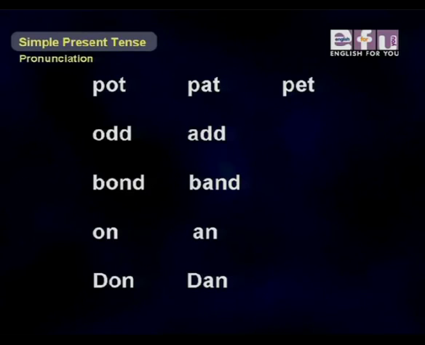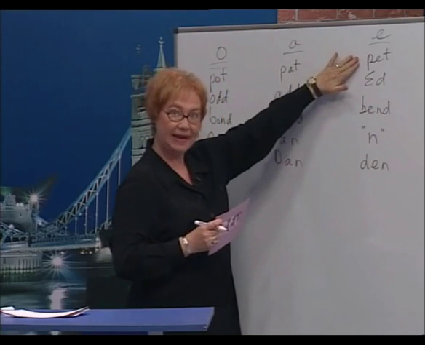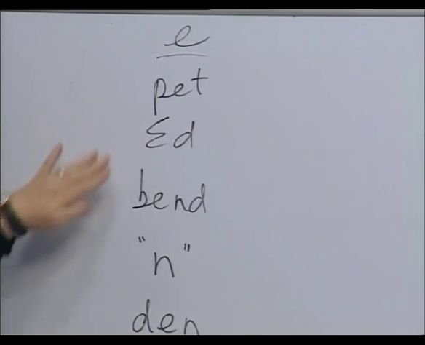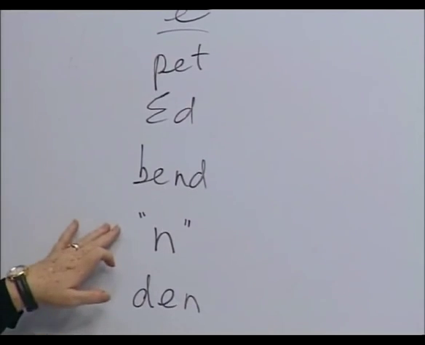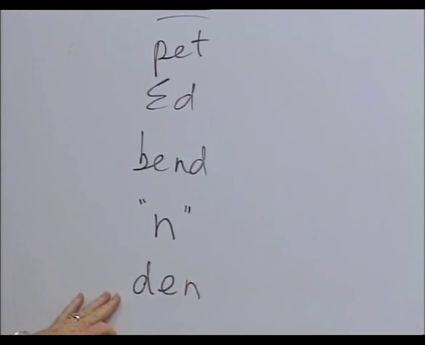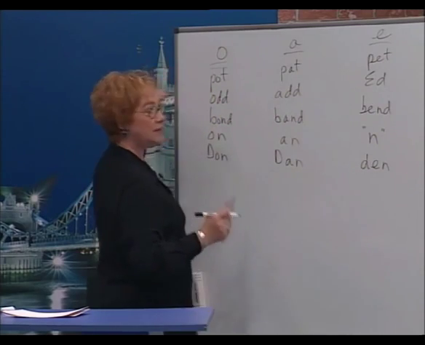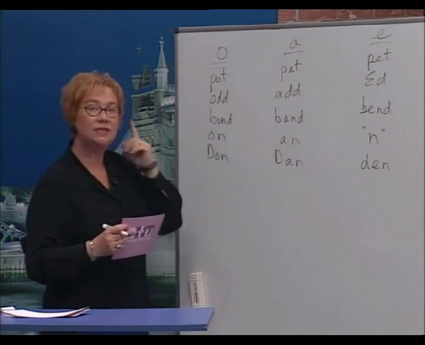Now, for the eh sound. Pet, ed, bend, in, den. Pet, ed, bend, in, den. Okay? Now, let's do it across, and you can hear the difference in the sounds.